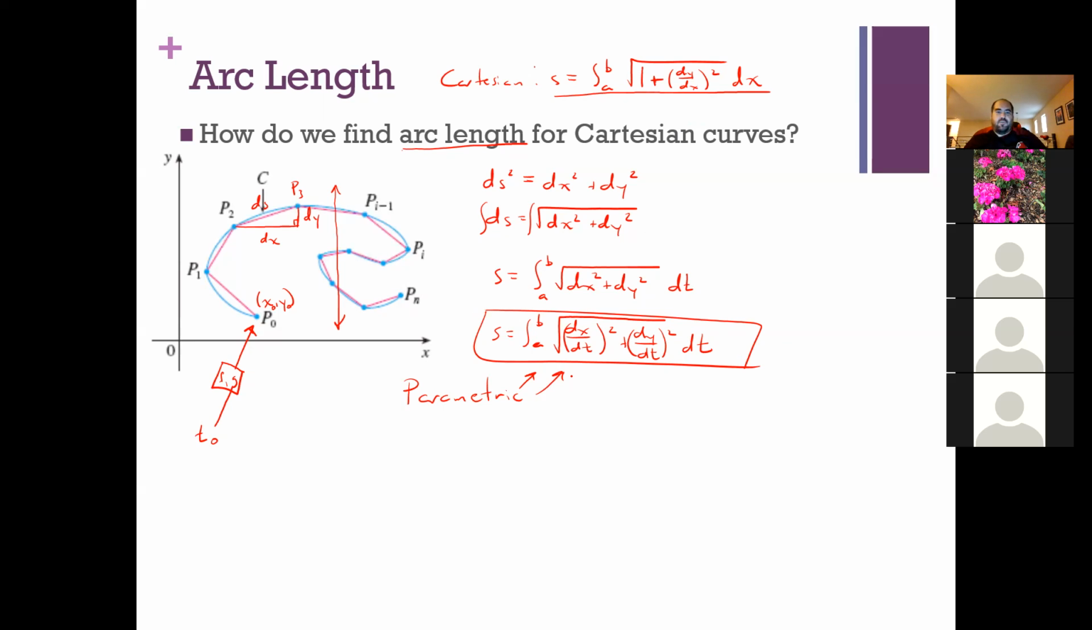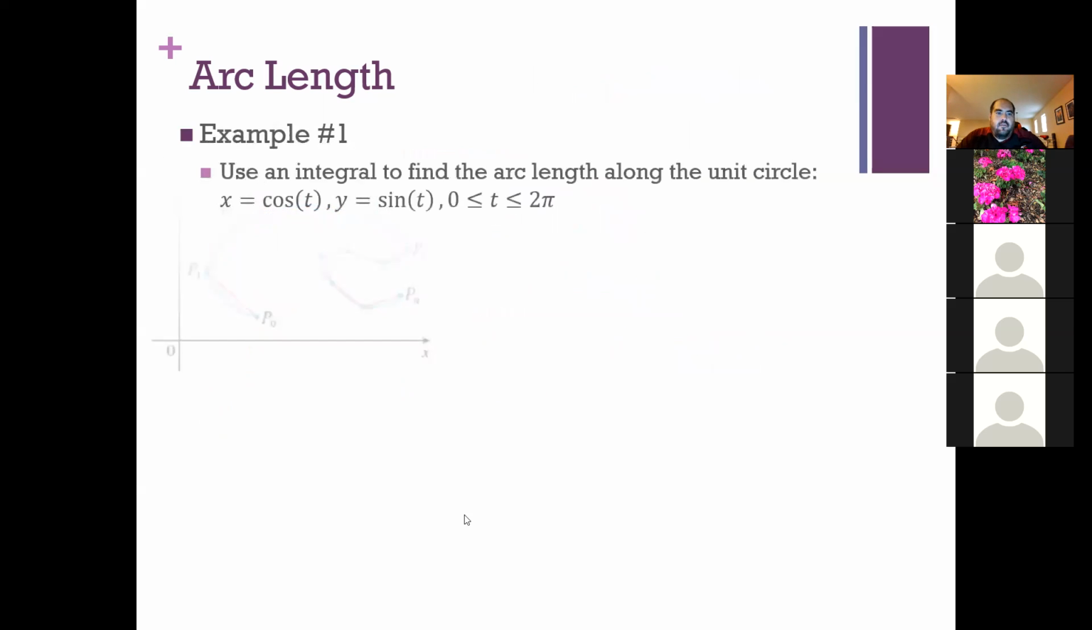Okay, so let's do a couple of these. I want to use an integral to find the arc length along the unit circle. This is a good one to warm up on because we should really know the length around a unit circle. But let's do it using the integral we just looked at. I'll walk you through the first one, and I'll let you drive on the next one.